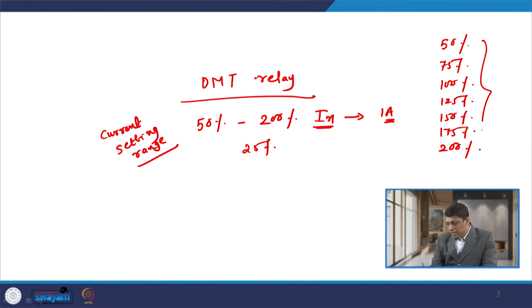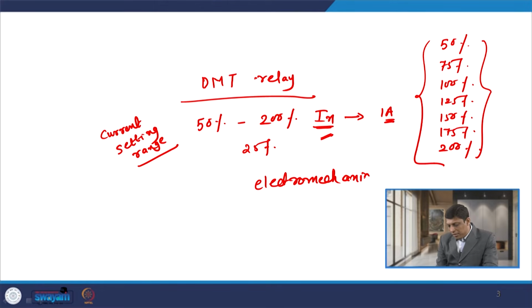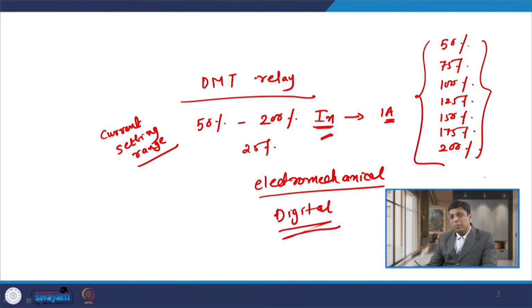So, a total of 7 setting ranges are available with reference to the relay rated current. These 7 setting ranges are available for the electromechanical type relay. If I have a digital relay, then you have multiple ranges, maybe any value if you wish. So, you have any multiple type of range for a digital relay.